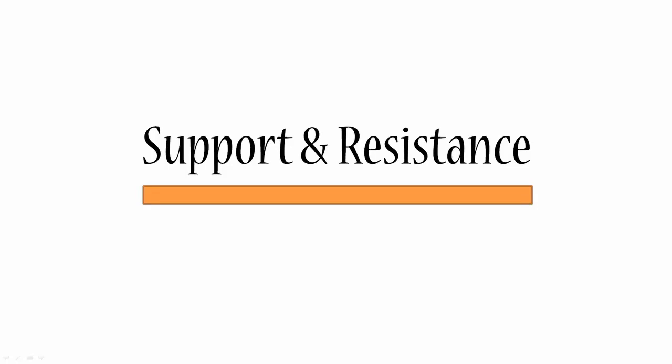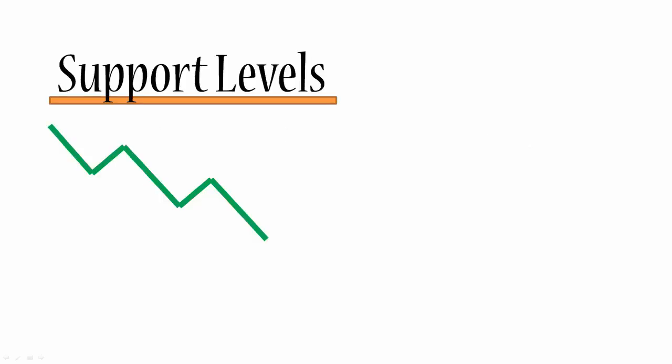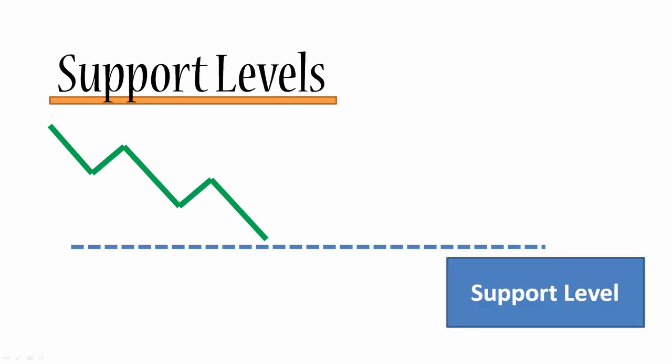Alright, so we've already talked about support and resistance trend lines. Now we're going to talk about support and resistance levels. So support levels. Let's imagine a situation where we have a downward trend in the market. And in this case, a support level is a horizontal line, which represents a barrier for the price. We'll find out how to look for support levels in a few minutes, but right now let's see what a support level does to the price.